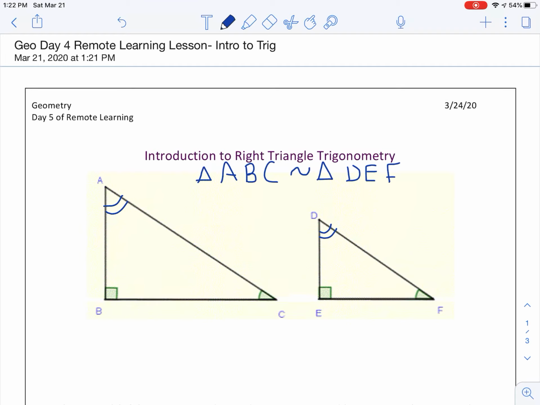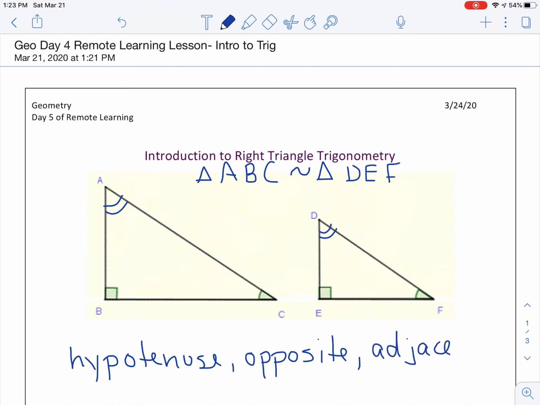When you do trigonometry, it's important that you label the sides of your triangle correctly. So we're going to use the terms hypotenuse, which you already know, the opposite side, and what we're going to call the adjacent side. Okay, this is always relative to one angle.